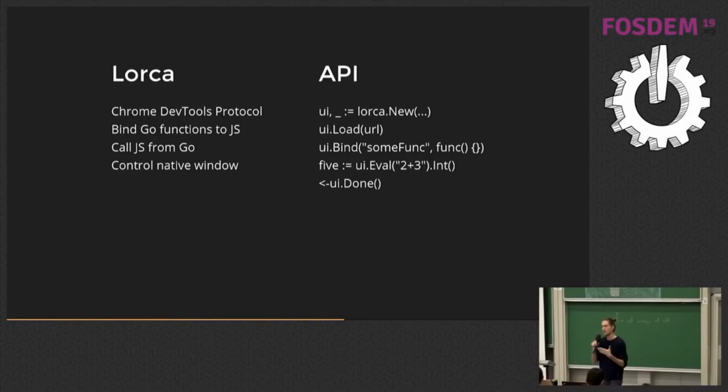I try to keep the UI layer and thus the JavaScript layer as thin as possible and move all the logic to Go, because that's how I can easily test my application automatically without any user interactions. And other than this, Lorca gives you some control over the native window. Basically, you can control the size of the window, make it full screen, minimize, maximize, and that is it.